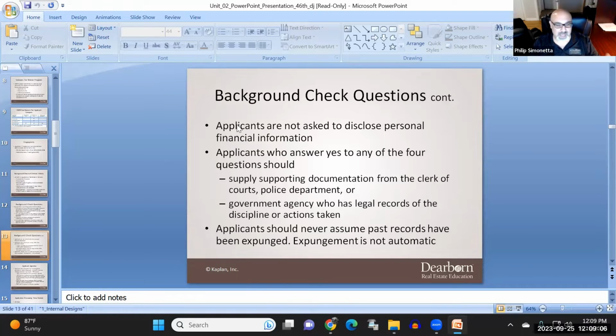So the background checks keep going. Applicants are asked not to disclose personal financial information. You don't have to give financial info. Applicants who answer yes to any of the 4 questions have to supply documentation from the clerk of courts, the police department, or the government agency that has legal records of the action or discipline. Also, you should never assume past records have been expunged. Expungement is not automatic. When something's expunged, it's gone. You wouldn't have to disclose it.